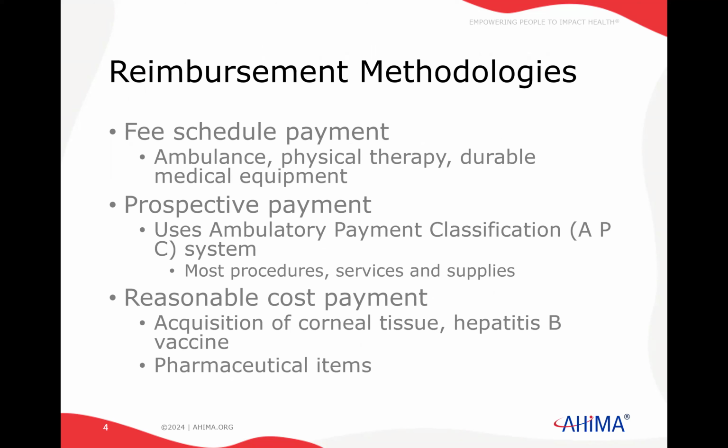OPPS reimbursement uses multiple methodologies. These include fee schedule payments for such things as ambulatory services and durable medical equipment. It also includes prospective payments based on the ambulatory payment classifications for most outpatient services, and some reasonable cost payments for specific items such as corneal tissue acquisition and some vaccines.